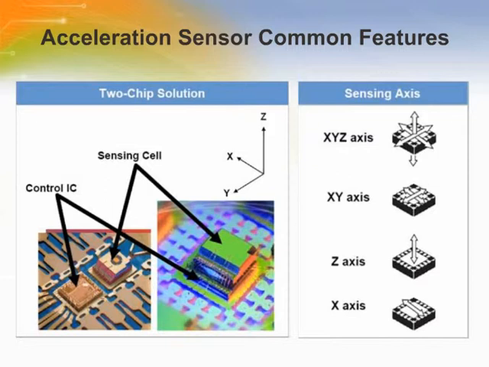Freescale has X-axis, Z-axis, XY-axis, and now XYZ-axis solutions in one package. These sensing axes options fulfill the designer's requirements for single, dual, or triple axis sensing. Note that orientation is not a problem because for each solution, the accelerometer can be mounted flat on the PCB.